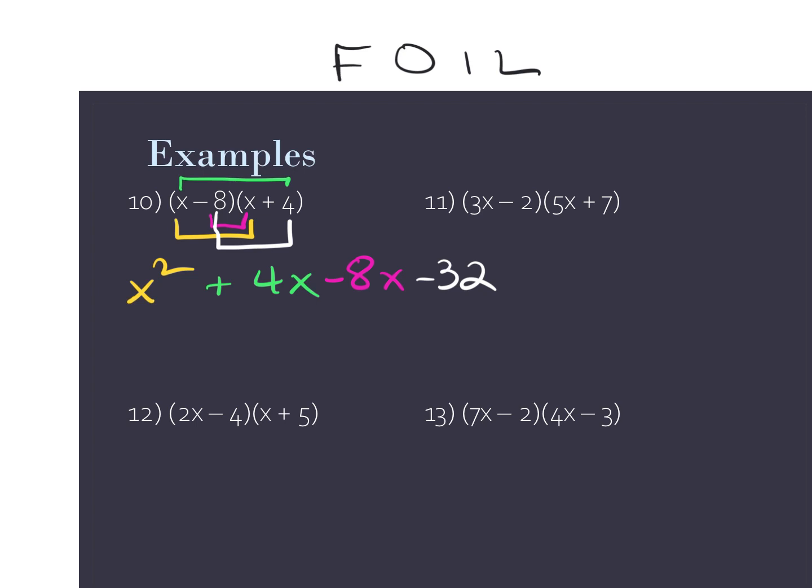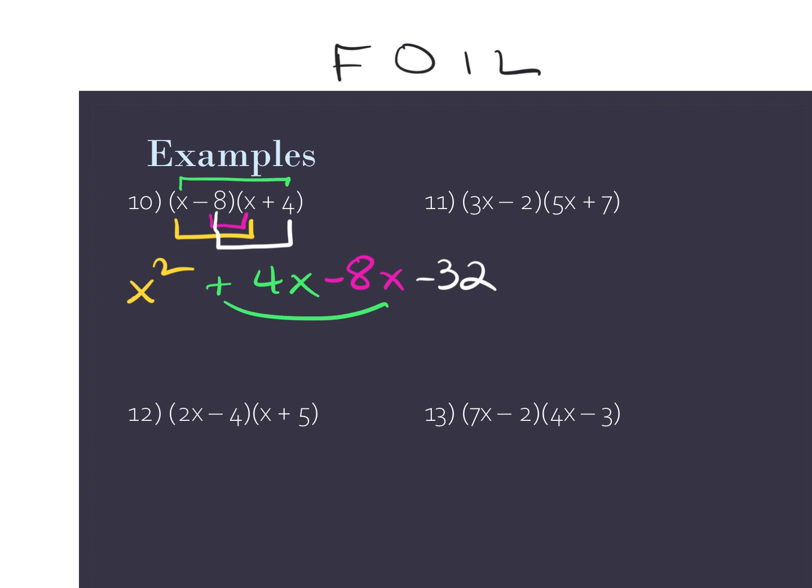Now, once we do this FOIL, generally there's always two middle terms that can be combined. Sometimes they'll cancel out, other times you're just going to simplify it. Generally, when you multiply two binomials, the answer will result in a trinomial. But there are situations where you do get a binomial as well. And we're going to talk about those coming up.